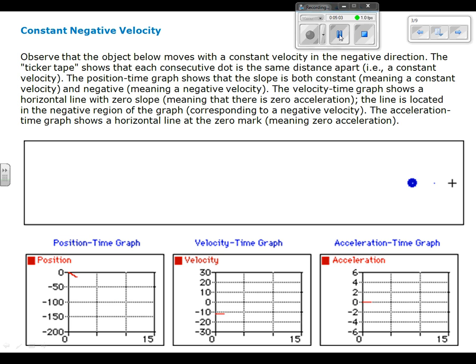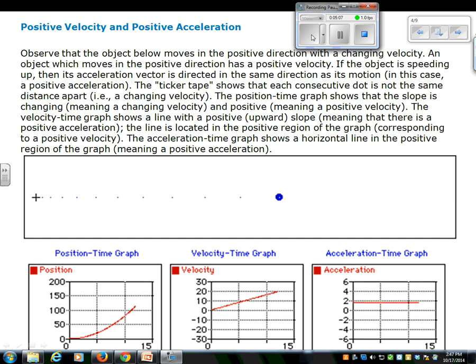Okay, so let's just have a look at positive velocity, positive acceleration. Okay, Nate, yearbook closed now. Time to listen. Quit goofing around.